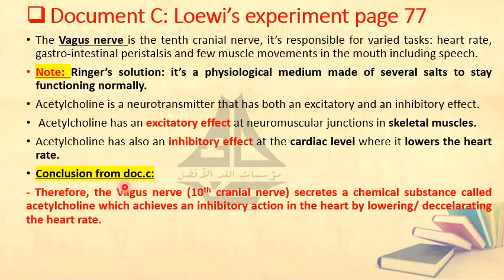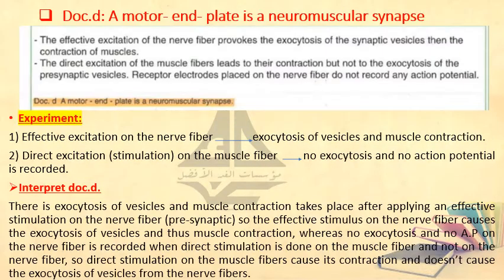And you were also able to conclude the role of the vagus nerve at the level of the heart. The vagus nerve decreases the heartbeats by secreting acetylcholine. Okay, now let's move to document D. What do we have in document D? We are talking about the function of acetylcholine.